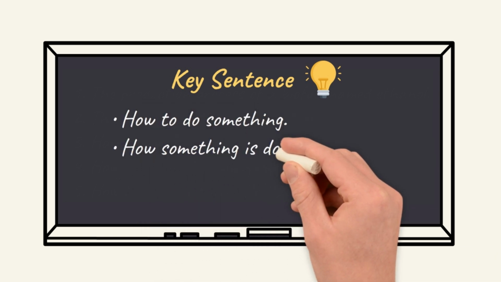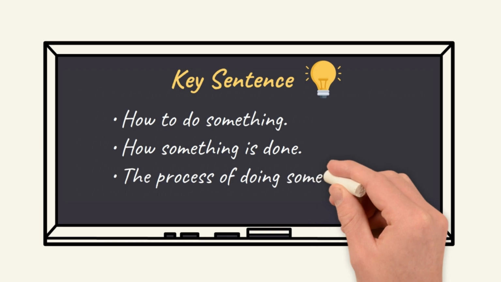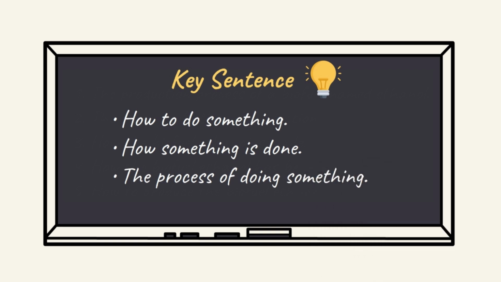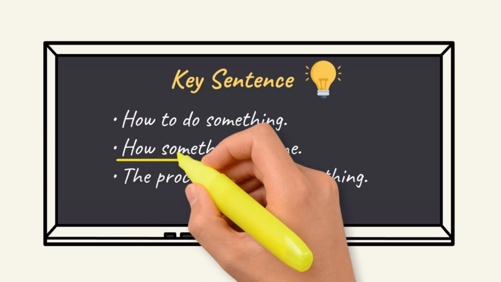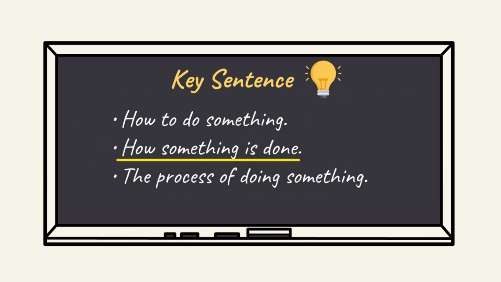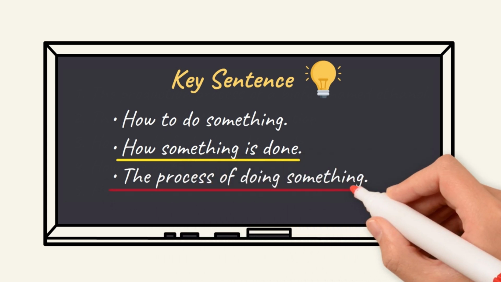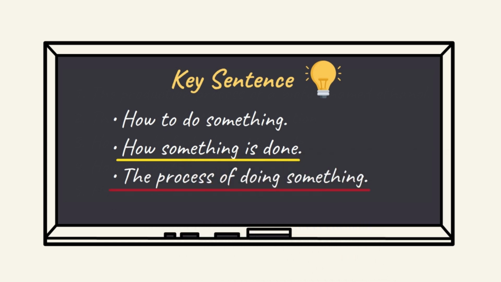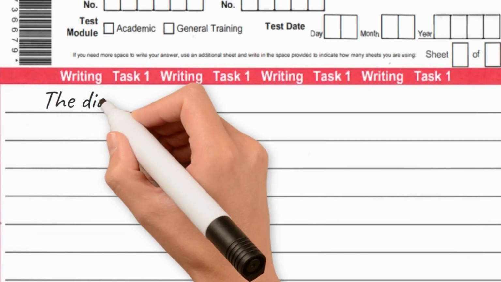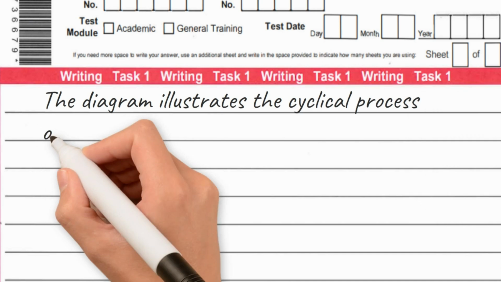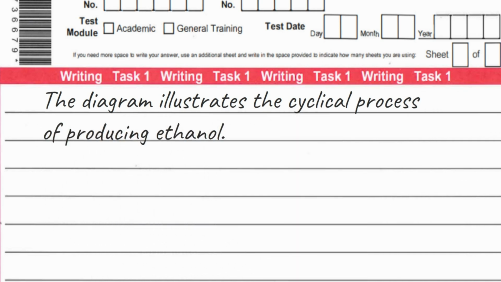First, how to do something. Second, how something is done. Third, the process of doing something. For example, here, how a biofuel called ethanol is produced. It's the second sentence pattern, so we can use the third sentence structure, the process of producing ethanol. So my introduction paragraph could be, the diagram illustrates the cyclical process of producing ethanol.